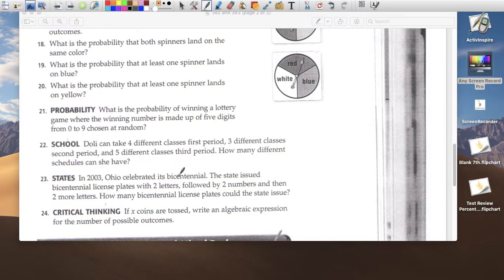Ohio celebrated its bicentennial in 2003. The state issued bicentennial licenses with 2 letters. So the first 2 were letters, followed by 2 numbers. So I'm going to write letters over here. Letters. These 2 are numbers. And then the last 2 are letters again. And how many license plates can be issued? Now you're going to ask me, can the numbers be repeated? I'm going to say yes. And the letters can also be repeated.